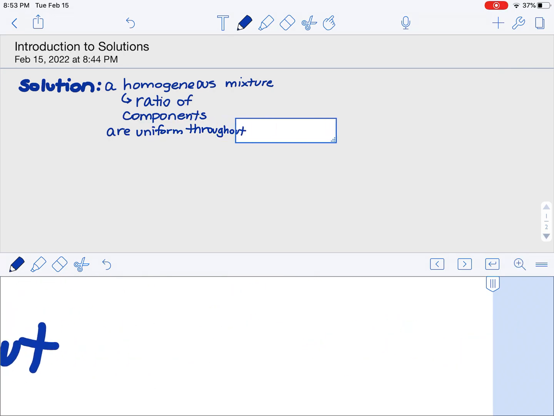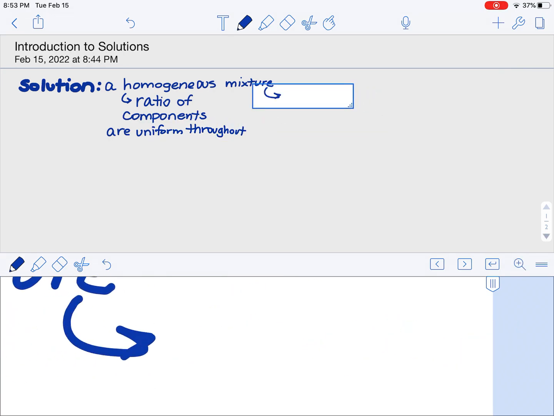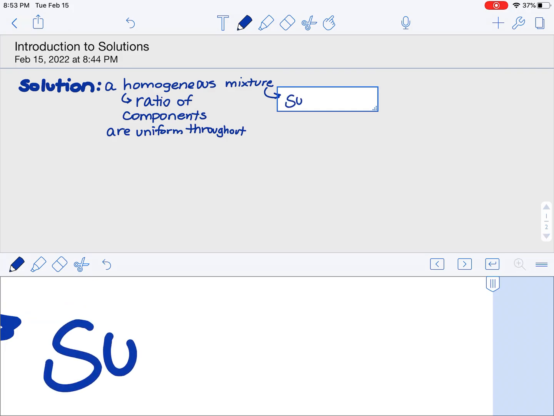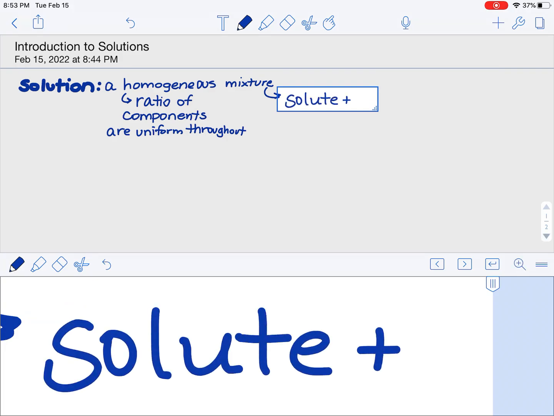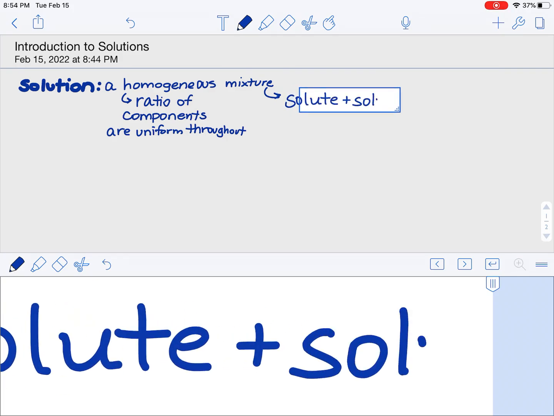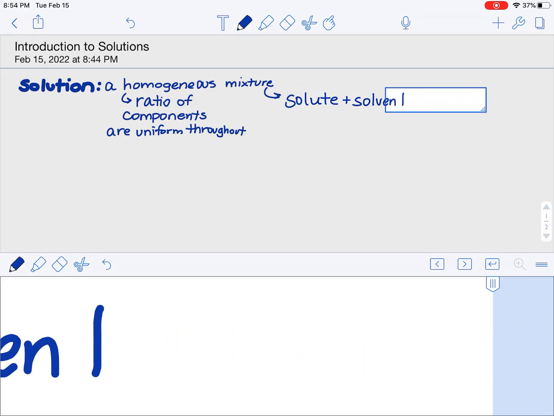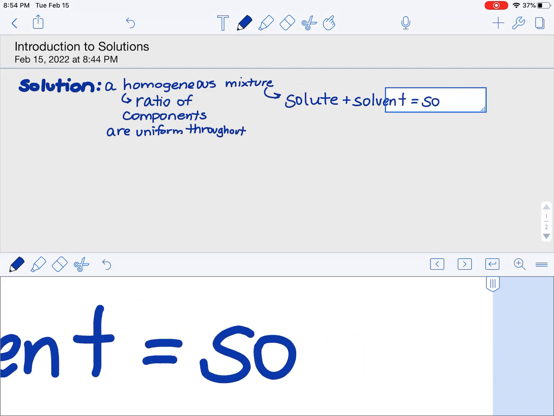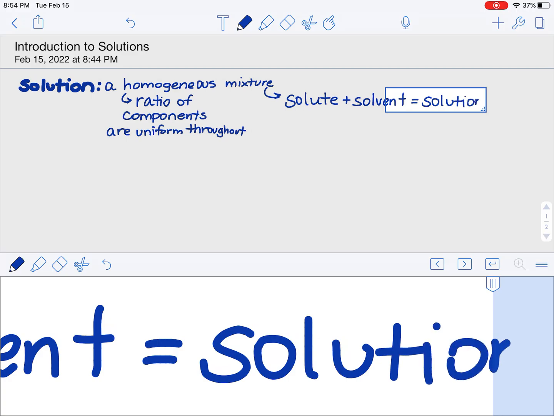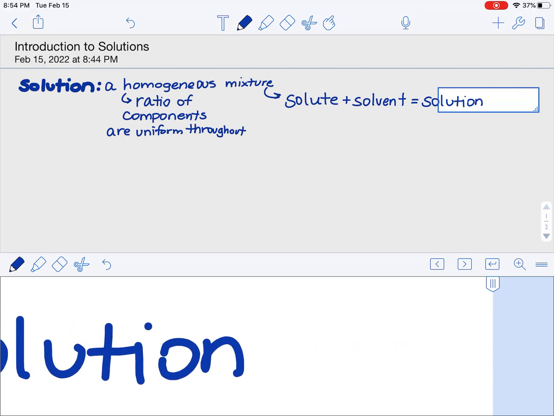What is it that we're mixing together? We're mixing two new vocabulary words, the solute and the solvent. So another way to define a solution is to say that it's a solute plus a solvent. It's not really mathematical, it's just another way to write the expression.